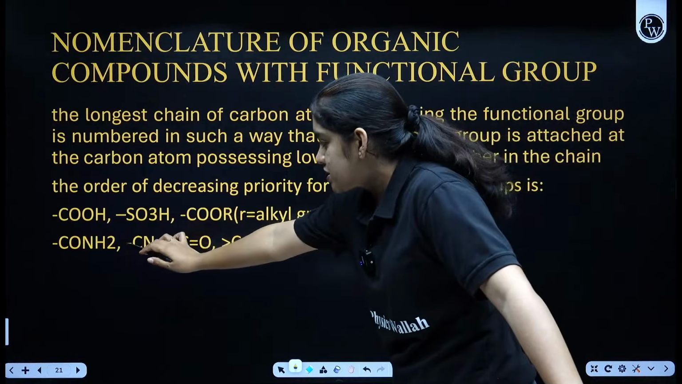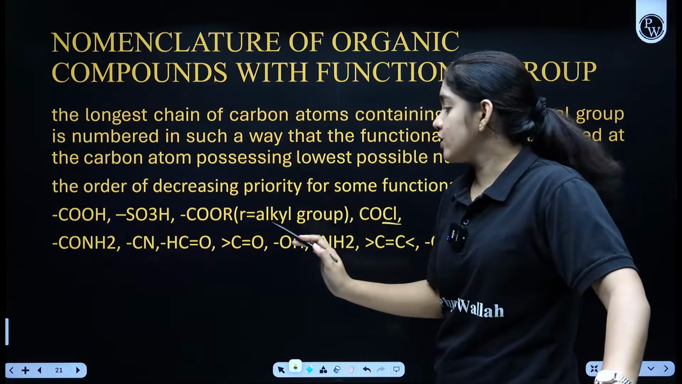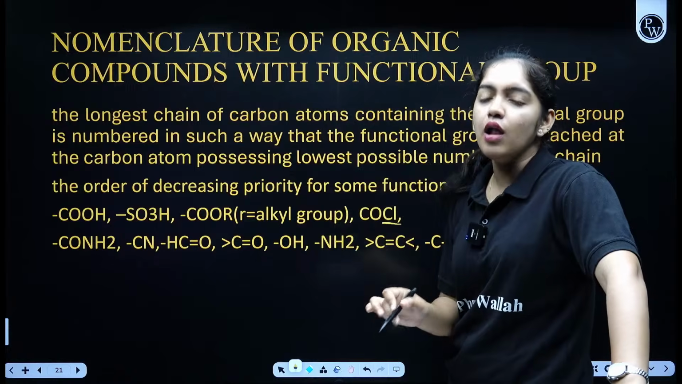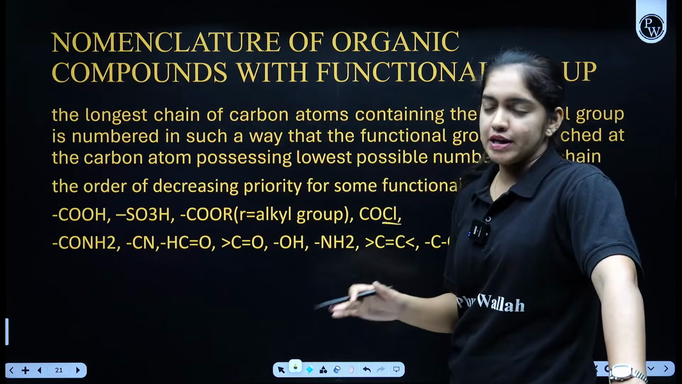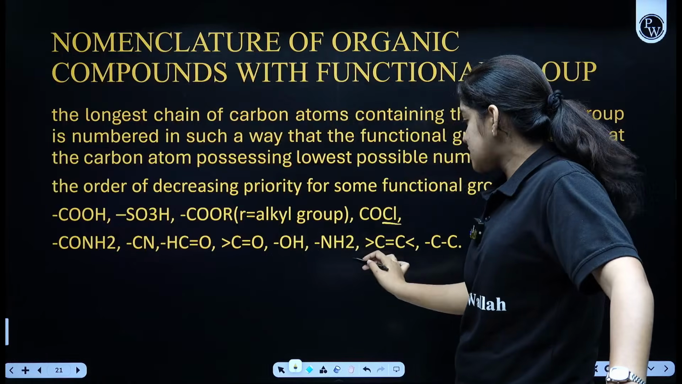Next one, CONH2, the amide group. The CN group. The CHO group is very, very important. That is the aldehyde group that we will learn. Aldehyde, ketone, acid, alcohol, amino groups are very, very important. Okay, then the ketone group. CO group means what? Ketone. Then the NH2 group, the amino group.